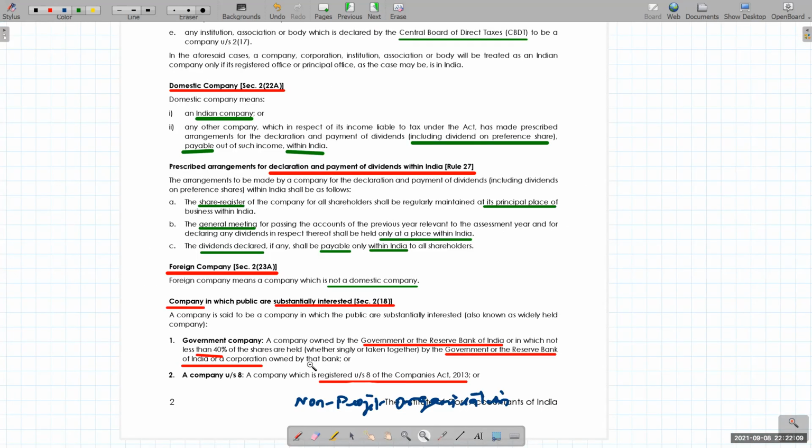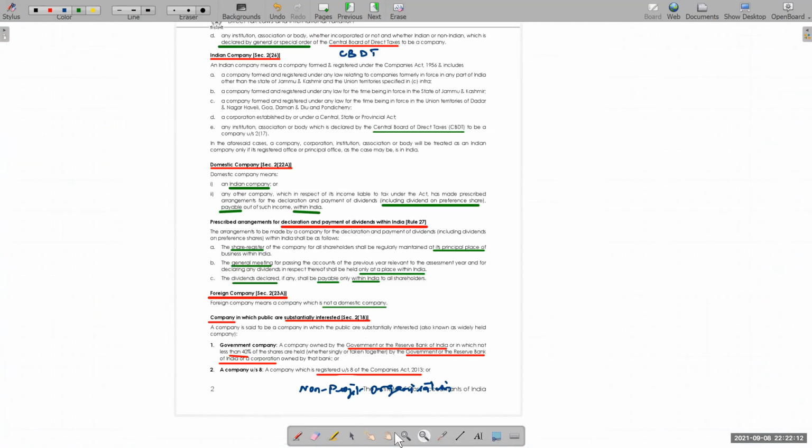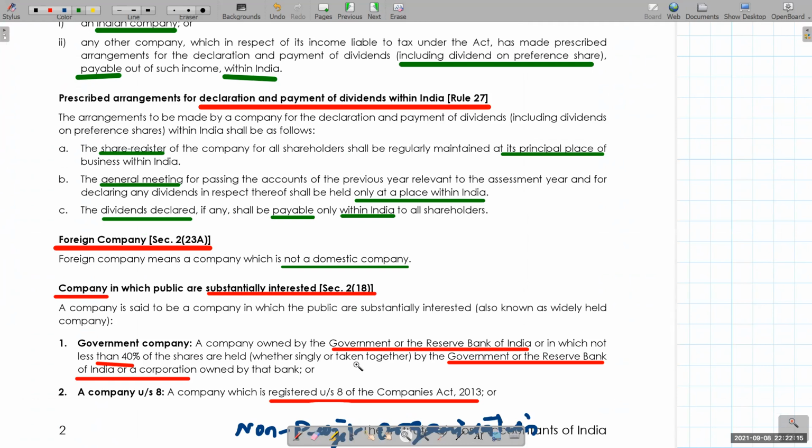Okay, so what are those companies? First, a government company, which is holding not less than 40% of shares, together either with the government or the RBI. That company we call a government company. And the next company is a section 8 company, which is a non-profit organization. Non-profit organizations can be formed in the form of a company, provided their objectives are approved by the ROC, and they are formed under section 8. That company is also a company in which the public are not substantially interested.